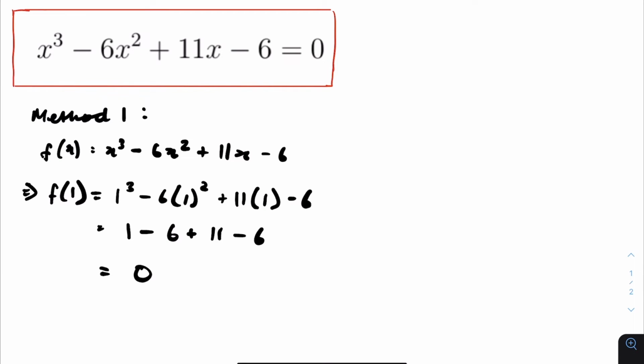Given that f of 1 yielded a result of 0, that means that x minus 1 is a factor. So now, for the first method, what we can do is divide x cubed minus 6x squared plus 11x minus 6 by x minus 1. Being a factor, it means that it can divide without giving a remainder. If we divide it, we should get a normal quadratic, since when you divide a third degree term by a first degree term, you get a second degree term. We can factor that and get the other 2 roots from it.